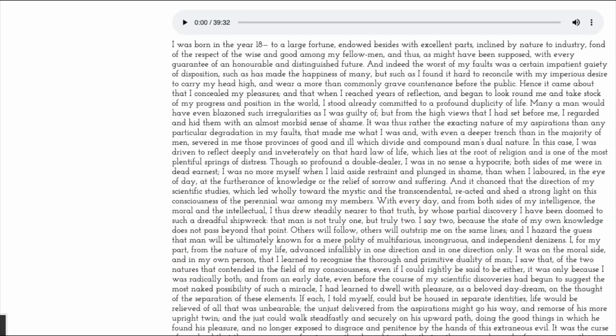They weren't that bad. So he says many a man would have even blazoned such irregularities, so they would have shone in them like sunlight. You know, they wouldn't be trying to hide them away. They would have said, look, this is what I'm like, deal with it. But because he's a gentleman and he has to uphold a reputation, he thinks he can't afford to allow himself to be seen in this way.